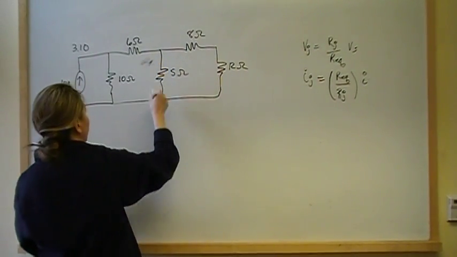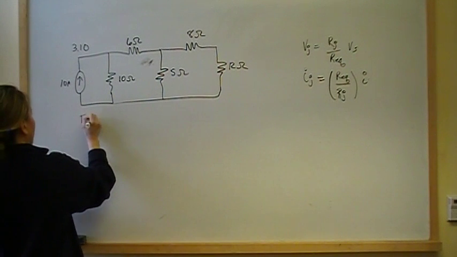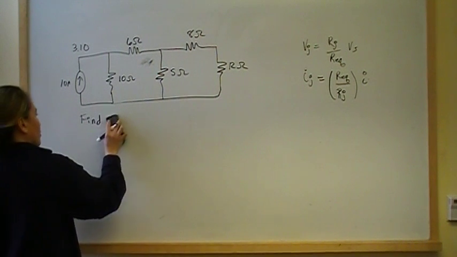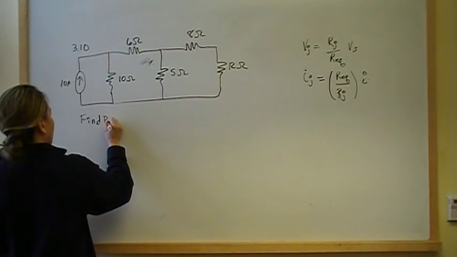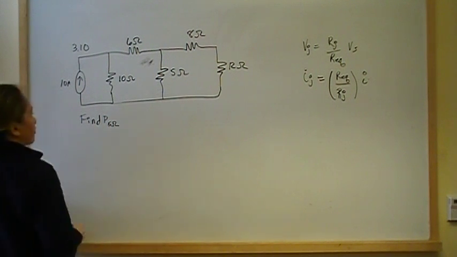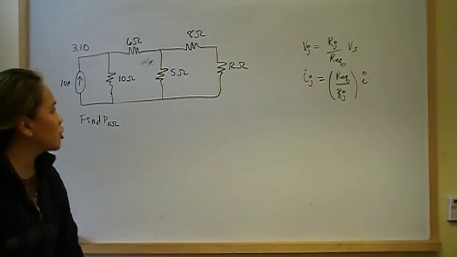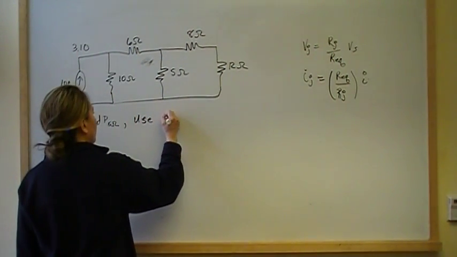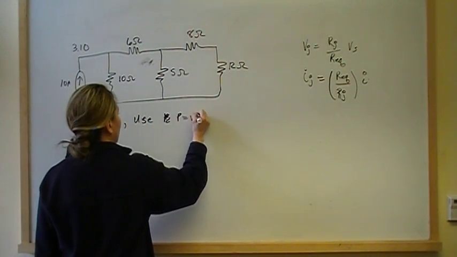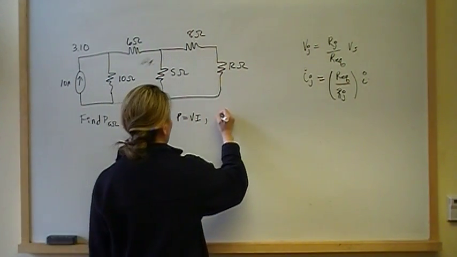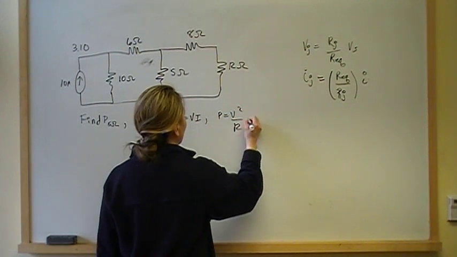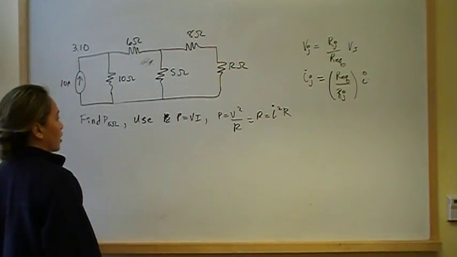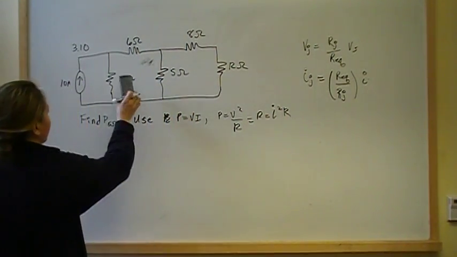In order to find the power, we need to find current or voltage, so we have to find P sub 5 ohms. Okay, so now that means we're going to have to find voltage or current across there and use either P equals VI, or P equals V squared over R, or P equals I squared R. Those are our choices for how we can come up with it, but we need to find the information.